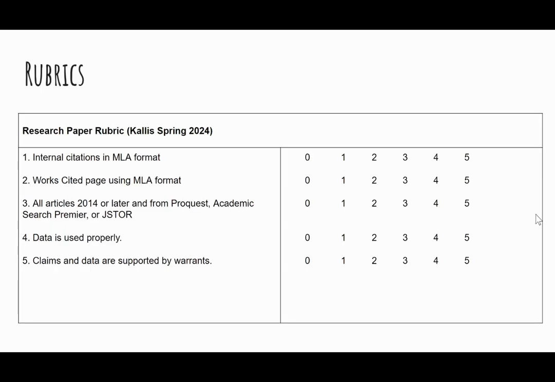The rubrics, I'm looking for the internal citations. In MLA, I'm looking at the Works Cited page for MLA. I'm looking at articles from 2014 or later from ProQuest, from Academic Search Premier, or JSTOR. And quite frankly, I don't know if ProQuest is that good. Academic Search Premier and JSTOR might be the best. Academic Search Premier is under EBSCO. I want to make sure that the data is used properly and that the claims and data are supported by warrants, by explanations. How does the data link to the claim?